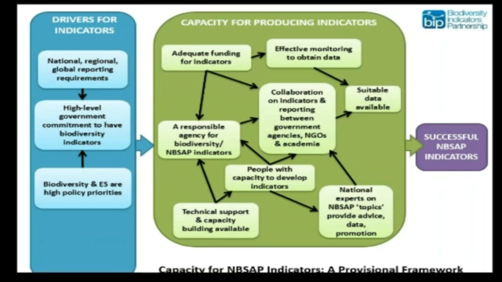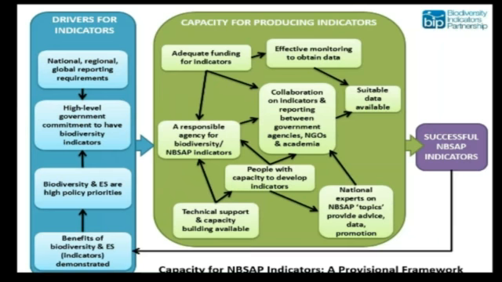And if biodiversity and ecosystem services are high policy priorities in a country, then that will strengthen the government commitment to have indicators. And a driver for that, having biodiversity and ecosystem services as high policy priorities, is that their benefits are demonstrated. And so that's a role of indicators. So that closes the loop, as it were. If you can have successful indicators, then you can demonstrate the benefits of biodiversity and ecosystem services and get the commitment and support you need.